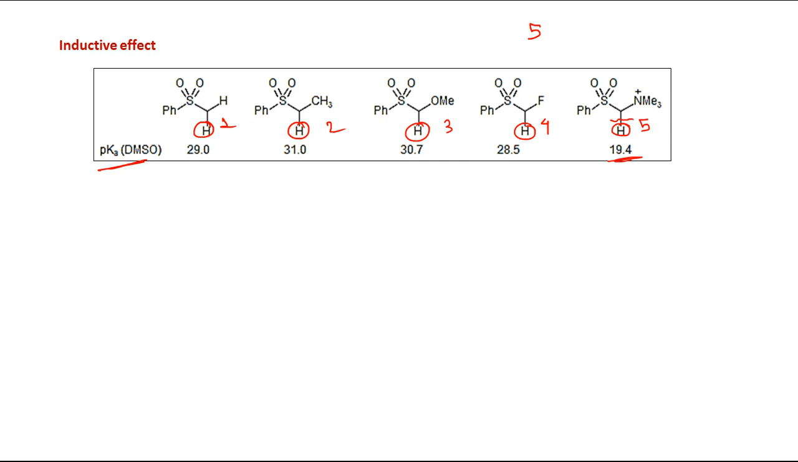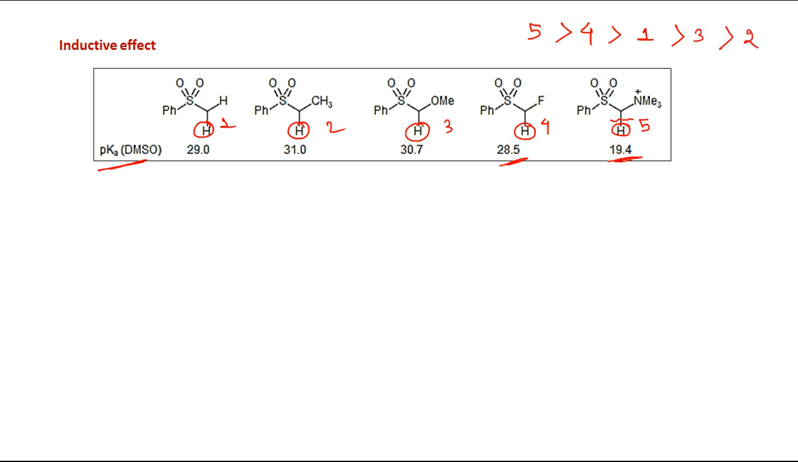After 19.4, the next value is 28, so the carbanion generated from species 4 comes next. So 5, 4, and after that there is 29.0, which is the first, and then we have 30.7, which is species number 3, and then we have 2.